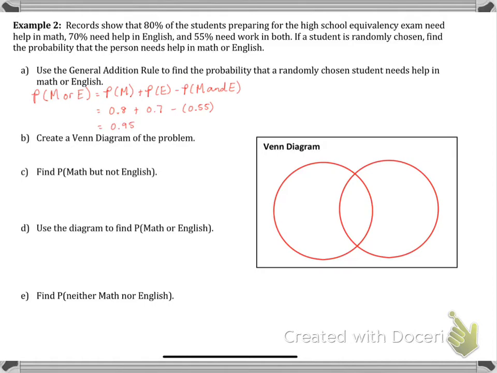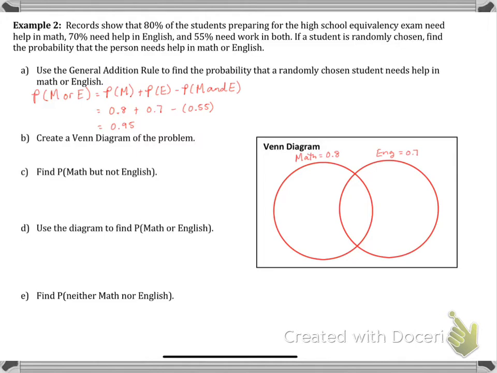For part B, it says create a Venn diagram. So I drew 2 circles over here. We're going to let one circle represent the probability that a student needs help in math. So let's let that be the first one. And we know that everything within this circle should add up to 0.8 because that's the probability that the student needs help in math. The second circle will represent English, and the probability that a student needs help in English is 0.7. Now, where these circles overlap is where we represent the students that need help with both.